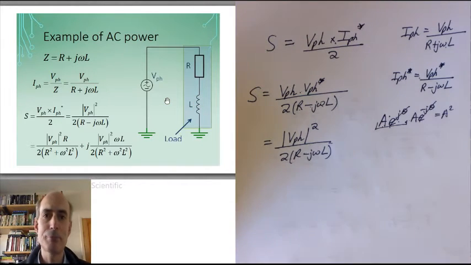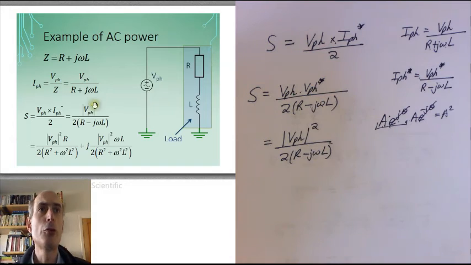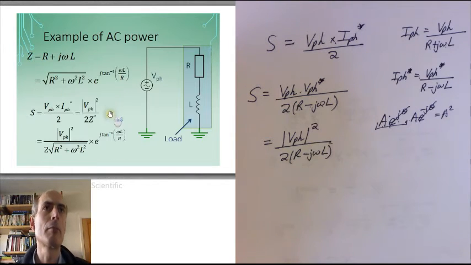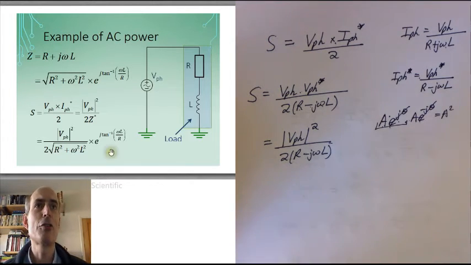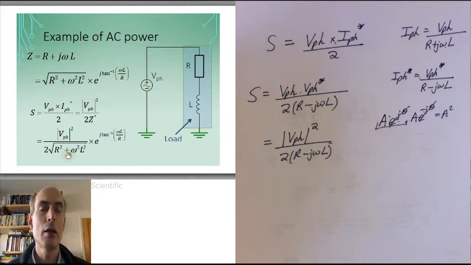I could equally well do the calculation not using a real and imaginary form for the complex impedance, but expressing it in polar form. And that would give me this type of result. It's exactly the same calculation. I've just produced an answer here in polar notation, showing the magnitude of the complex power and the phase of the complex power.